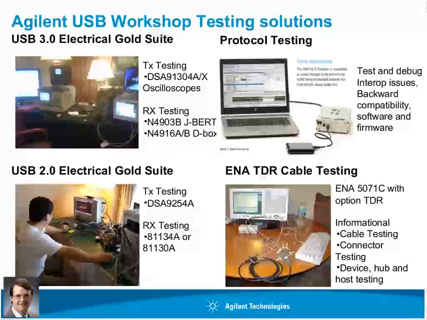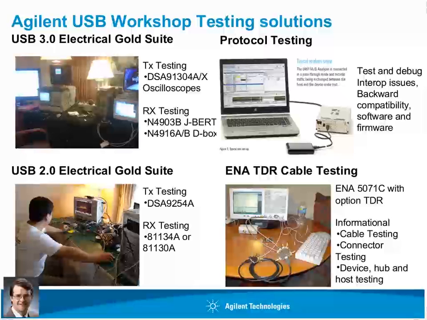Agilent consistently performs and supports all of the workshops that are held each year. We typically have 5 a year, 4 in the U.S. and 1 overseas, generally in Taiwan. This is a snapshot of the test suites we supported at all the workshops last year and this year. The USB 3 Electrical Gold Suite is where all the USB 3.0 physical layer testing and certification is done. We support that with our DSA 91304A and 9130, the 13 gig X-series oscilloscopes.